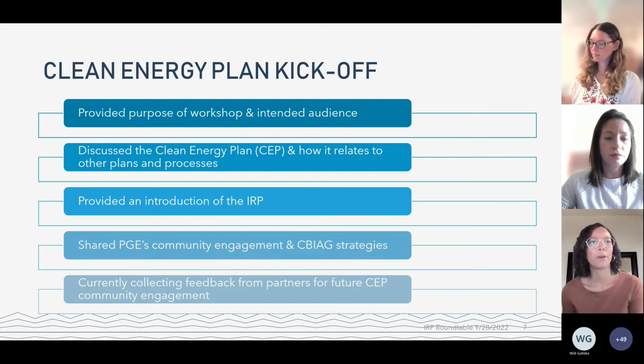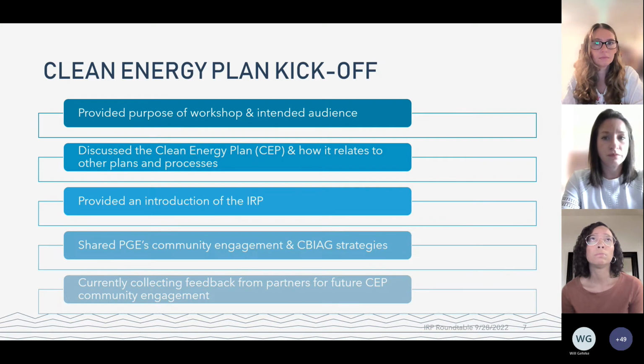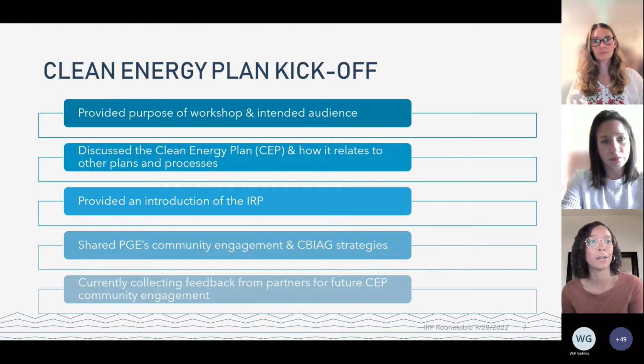The next topic that we talked about, my colleague, was the CBIAG, which stands for the Community Benefits Advisory Group, which is being stood up right now. This advisory group will provide kind of like a steering committee. We'll provide advisory to some of our other plans, and that may include the Clean Energy Plan. So stay on the lookout for that. This group will be mostly comprised of community-based organization members.